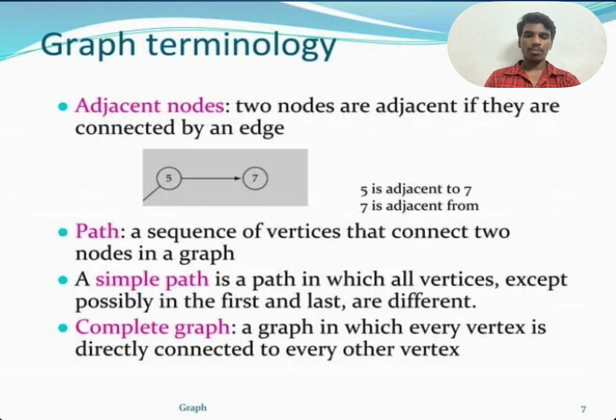Complete graph: a graph in which every vertex is directly connected to every other vertex. For example, 5 is connected to 7, 7 is connected to 6, and 6 is connected to 5. So this is a complete graph. Here, the 5 to 7 graph is not a complete graph.